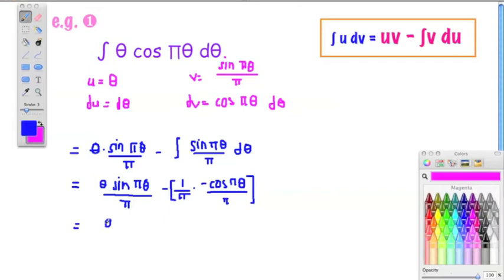We will get theta sin pi theta over pi, minus, we will change it into positive, so we will plus cos pi theta over pi squared, and plus c as a constant. So that's it.